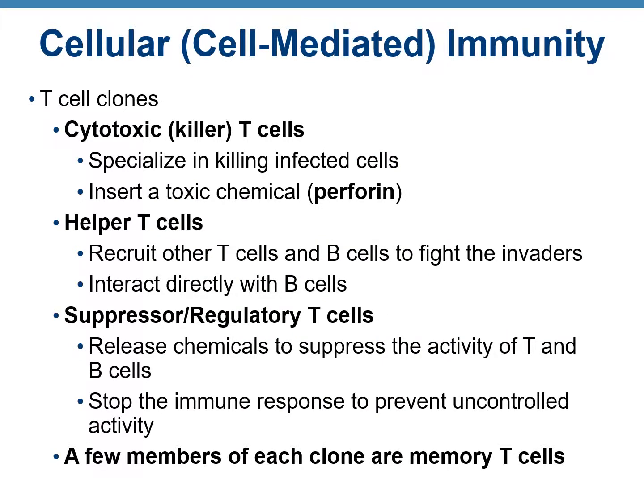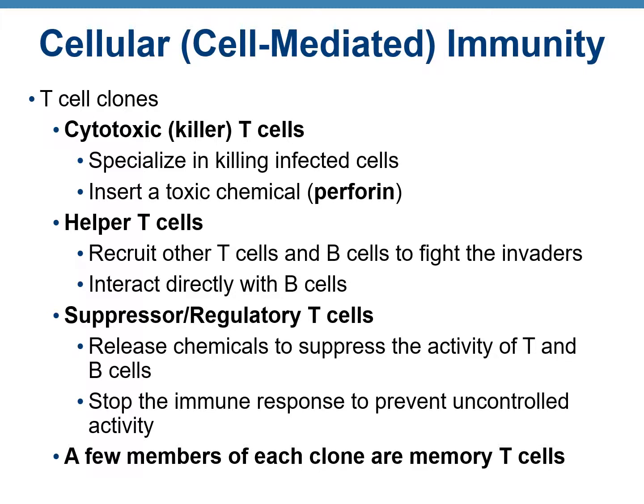There are 3 types of T lymphocytes. The first one is the killer or the cytotoxic T cells, which are the soldiers who engage in direct face-to-face combat. So they specialize in killing infected cells. They make a certain chemical called perforin. The second category is helper T cells. These are the scouts. These are the recruiters. They are the first ones to go and check where trouble is, and they are the ones who recruit other T and B cells.